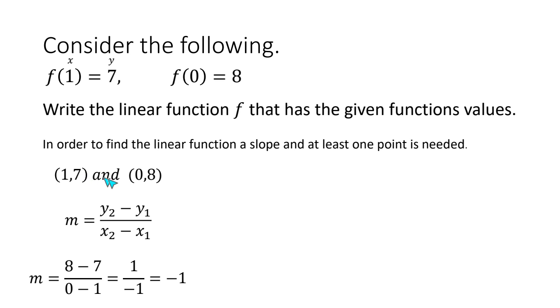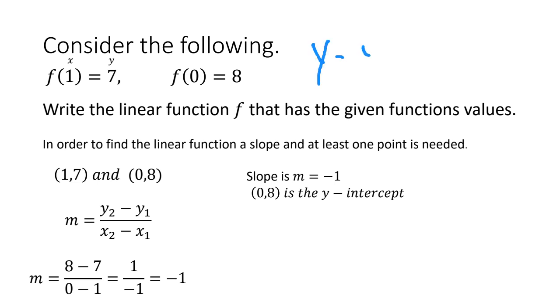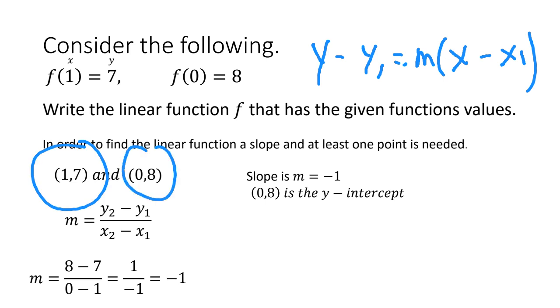Now from these 2 points, one of them is special, right? This one, 0, 8, because that's going to be your y-intercept since x is 0. So we don't have to do extra work. But if you didn't have this point, then that's when you would use the point slope formula, which is y minus y1 equals m times x minus x1, and then you would use one of these points. Okay. But since they already give you the slope intercept form, then we don't have to do that extra step.